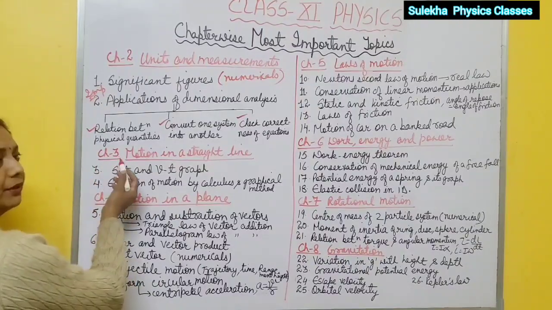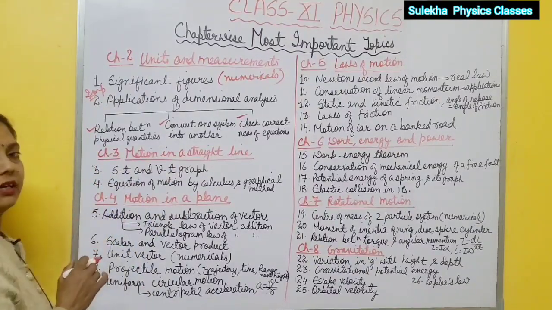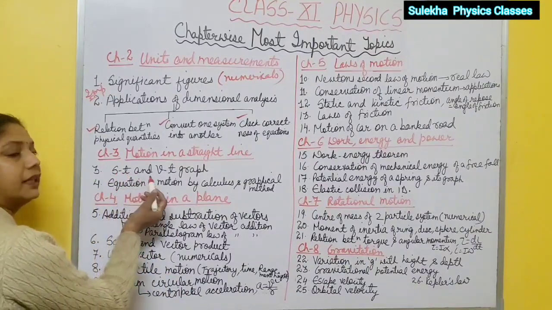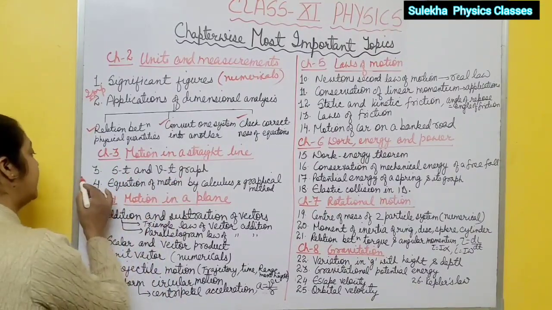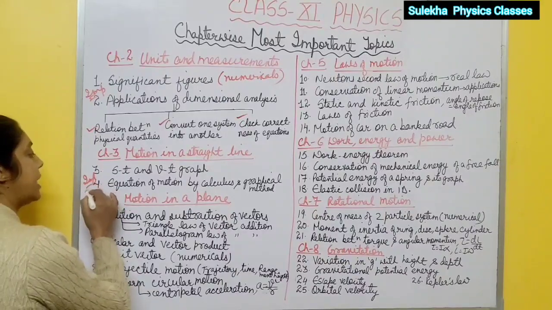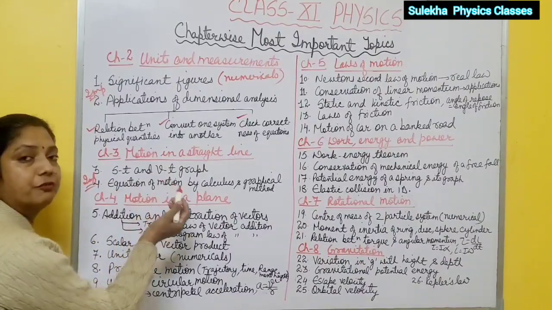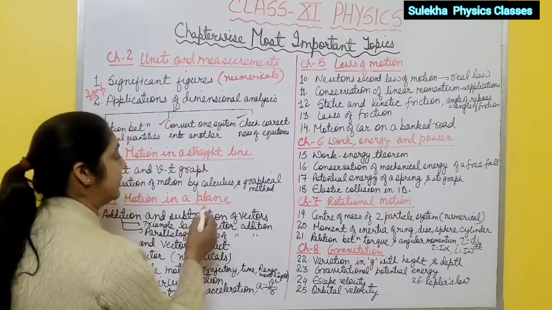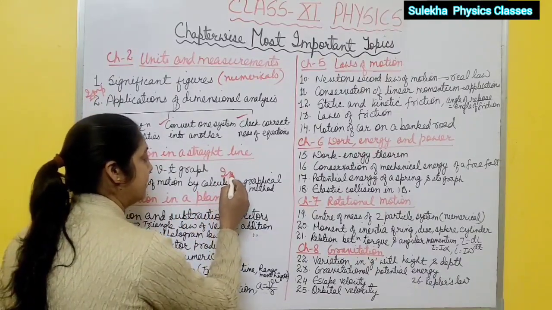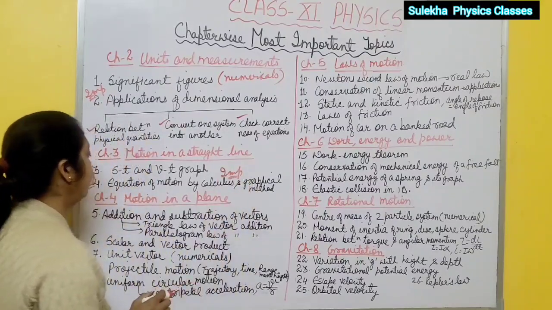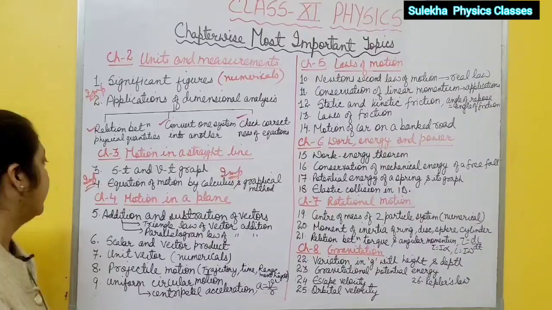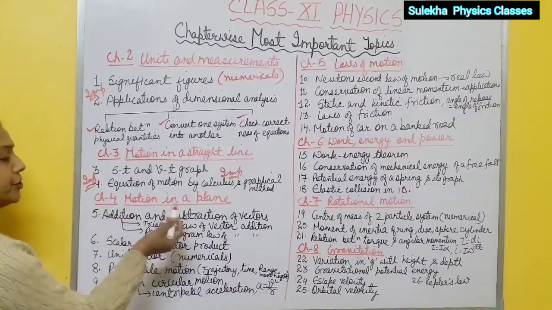Then come to chapter 3, motion in a straight line. In motion in a straight line only two topics are very important. First one is displacement time and velocity time graph, and after that the most important topic of this chapter is derive equation of motion by calculus and graphical method. Both methods are important. Calculus method is very important, and you have to derive equation of motion both using calculus and graphical method, right?